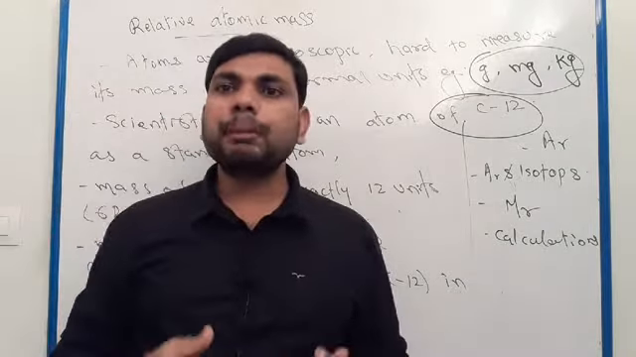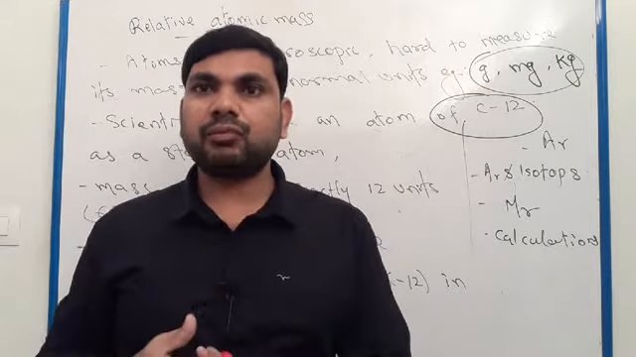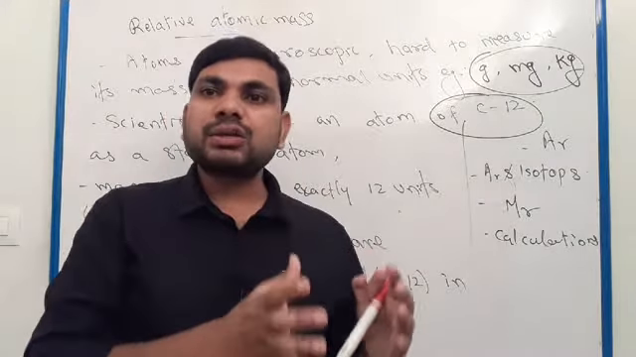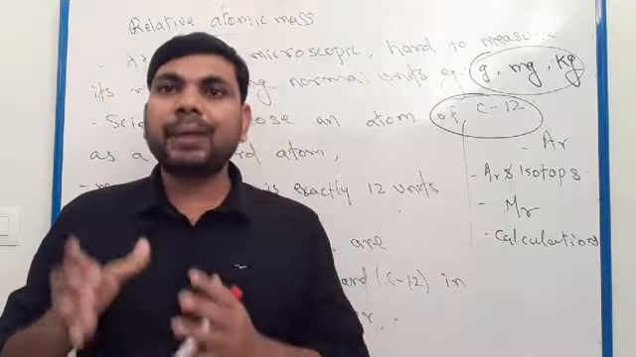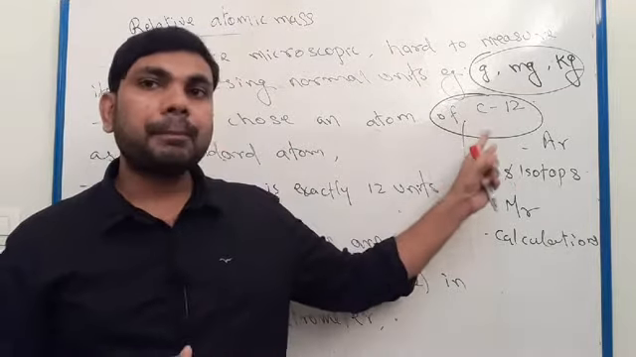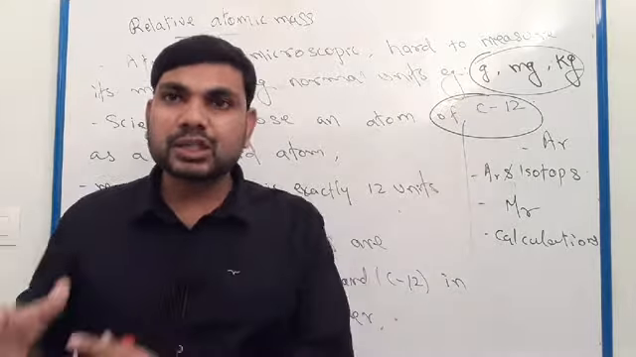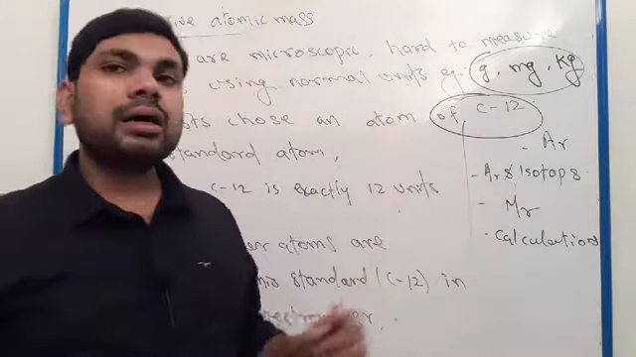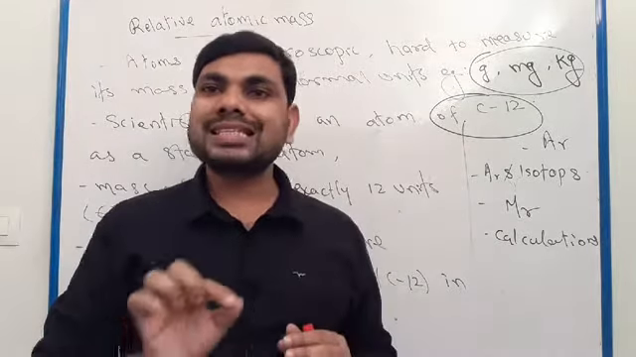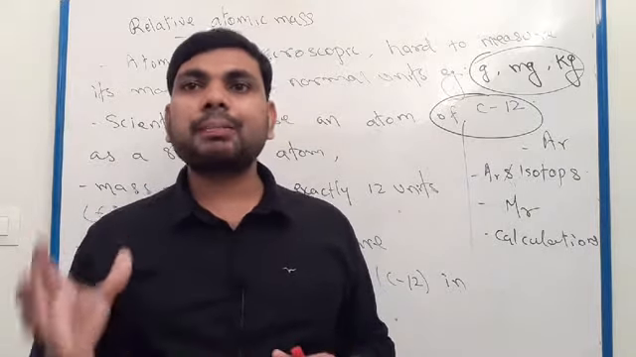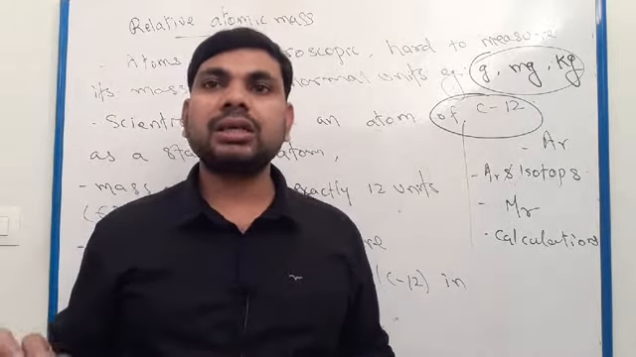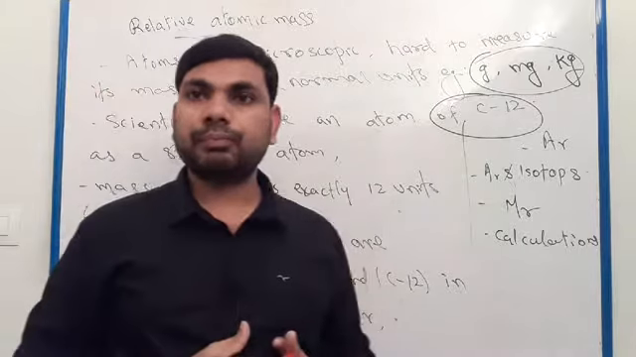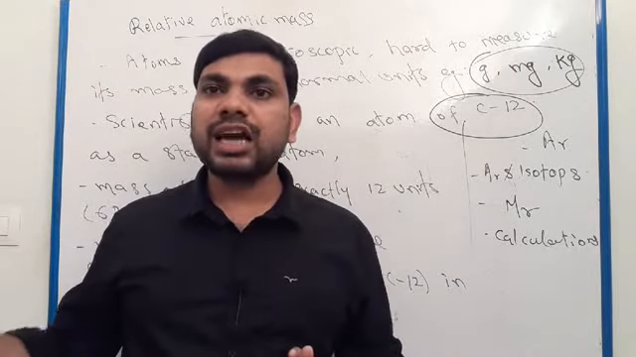We want to measure the mass of different atoms, so we will measure the mass of different atoms by comparing with the mass of carbon-12. We will compare the mass of an atom with carbon-12. Carbon-12 is used as a standard unit. Why is carbon-12 chosen as the standard atom to measure the mass of different atoms?